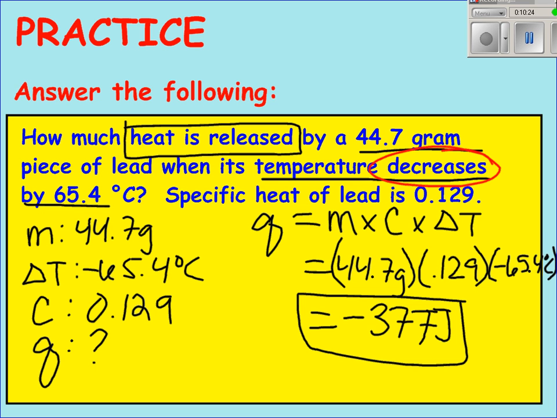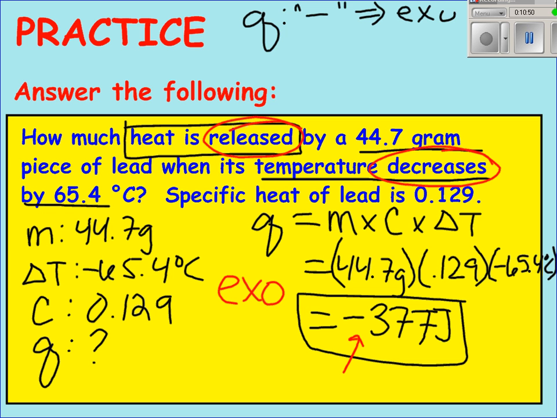Notice that the sign of heat is negative. By having a negative sign, that tells me what kind of reaction is happening. It is released. And if you remember, when energy is released, that is an exothermic reaction. So we see by calculating Q, we not only can tell how much energy, but we can also tell what kind of reaction it is. If Q is a negative sign, that means the kind of reaction must be exothermic. If Q, however, is a positive sign, that means the reaction is endothermic.